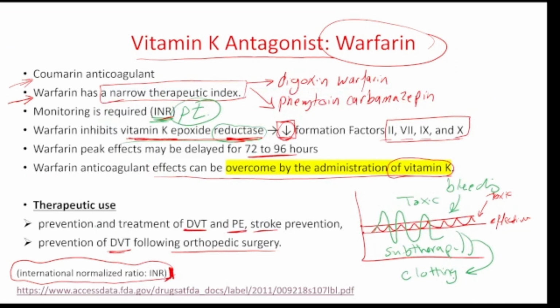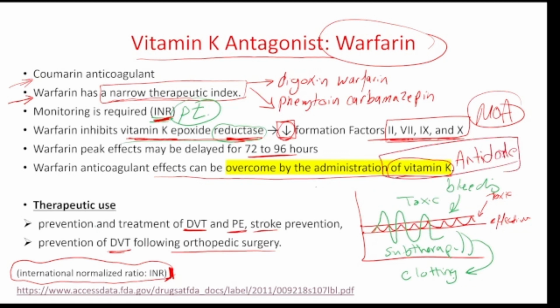So for warfarin, as you can see from the beginning, this is a coumarin anticoagulant with a narrow therapeutic index. We need to monitor this medication by measuring INR. The mechanism of action is that this medication works by inhibiting factors 2, 7, 9, and 10. Its effect can be overcome by using an antidote, vitamin K, phytonadione. This medication is used for stroke, pulmonary embolism, deep vein thrombosis, and prevention of deep vein thrombosis following surgery.